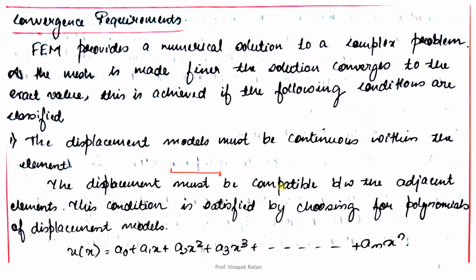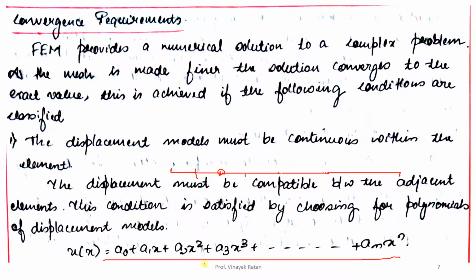So displacement must be compatible with the adjacent element. If you divide a body into a number of elements, then this element and this element should be compatible with each other. This condition is satisfied by choosing the displacement model. Your displacement model, depending on the problem, you have to choose it.